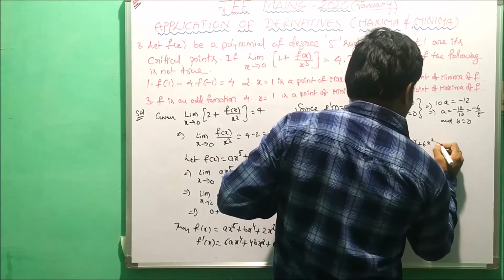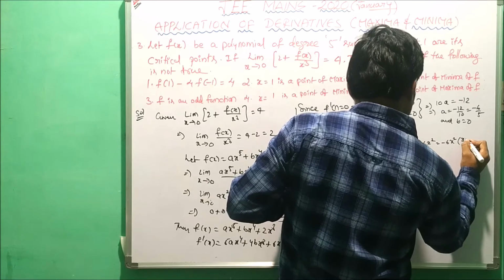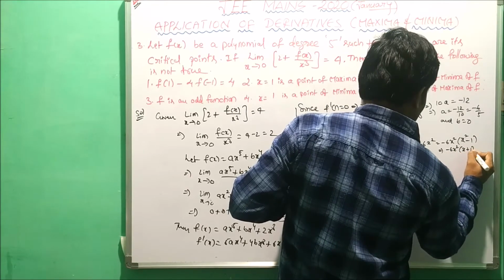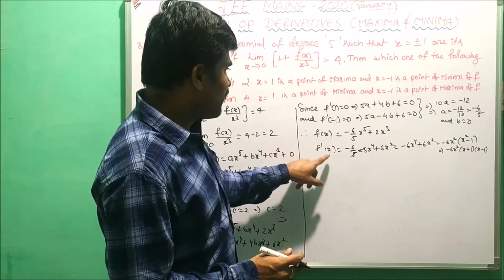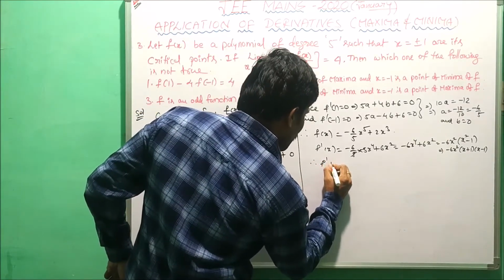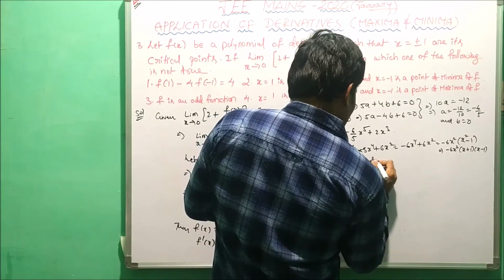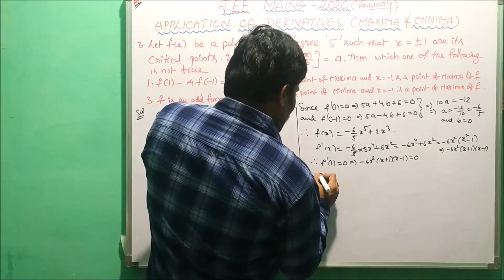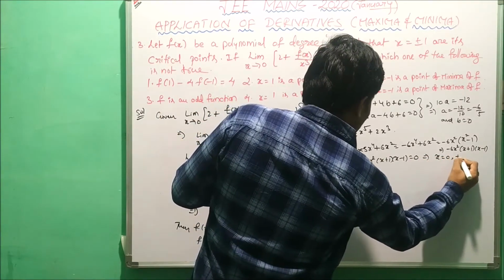Now we take common -6x^2. In this, that value is x^2 - 1. Here we can write -6x^2 (x + 1)(x - 1). Here f'(x) at x = 1, that function has a critical value. Therefore f'(1) = 0, which implies -6x^2 (x + 1)(x - 1) = 0. From this, x = 0, ±1.